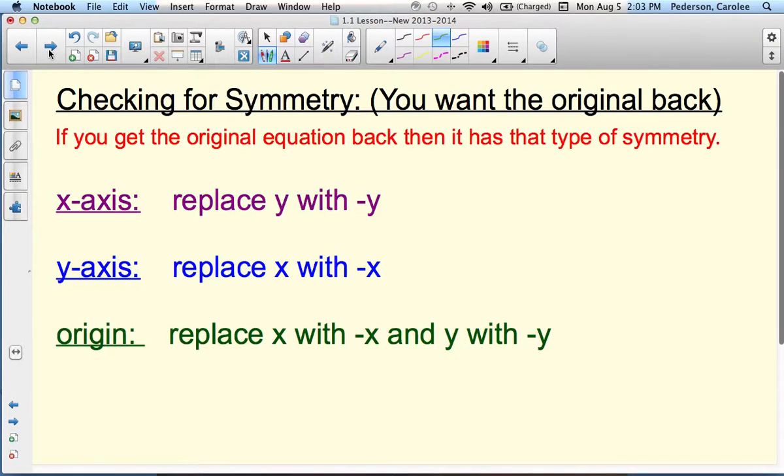The next thing I want to talk about is checking for symmetry. When you check for symmetry, you plug in a negative depending on what you're checking for. If you're checking for x-axis symmetry, you replace the y with -y, and if you get the original equation back, then you have x-axis symmetry. To check for the y-axis, replace the x with -x. If you want to find out if you have origin symmetry, then you have to replace the x with -x and the y with -y. If you get your original equation back, then that is true for that type of symmetry.